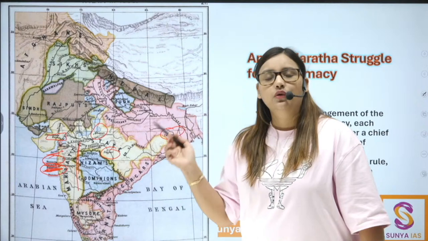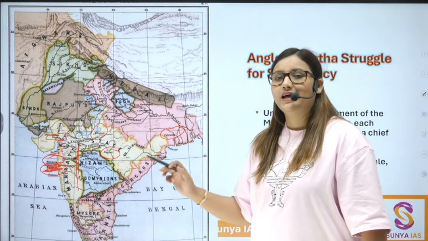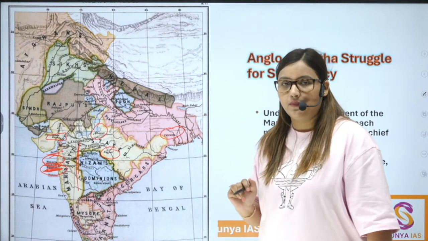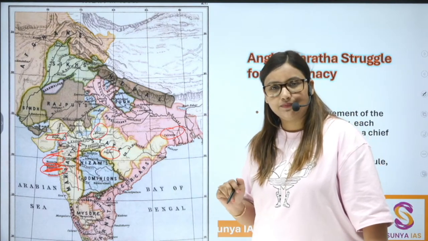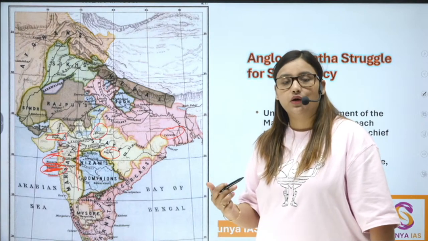Why didn't he go to Bengal? Why didn't he sign a treaty directly with Calcutta? Why did he sign it with the Bombay Presidency? Raghunath Rao went to Bombay.